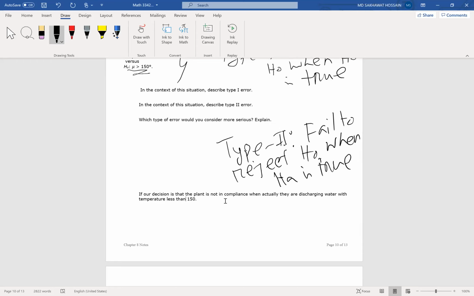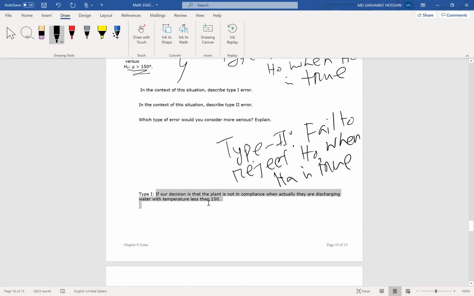And the alternative is that the mean temperature is above 150 degrees. So that means they are not in compliance, the alternative. So we are supporting the alternative. If our decision is that the plant is not in compliance, that's when we are supporting the alternative when actually the null is true. So that's when we are making a type 1 error, right? So this is the type 1 error. This is type 1.